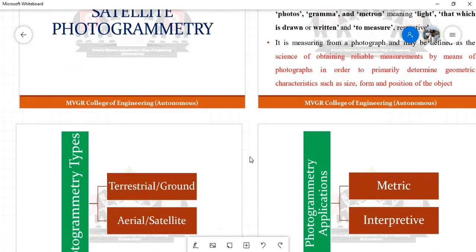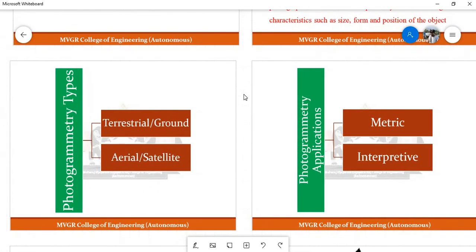And if you see the different types of photogrammetry, we have discussed terrestrial or ground photogrammetry, one classification, and another one is aerial or satellite photogrammetry. Terrestrial photogrammetry is nothing but the photographs that we take when we are at the ground. We are present at the ground, we are taking the photograph. That means these types of photographs are called horizontal photographs.